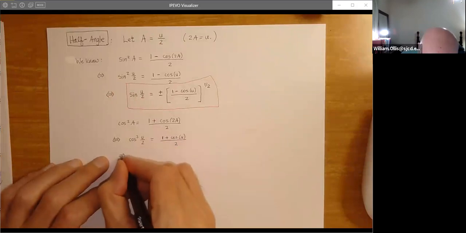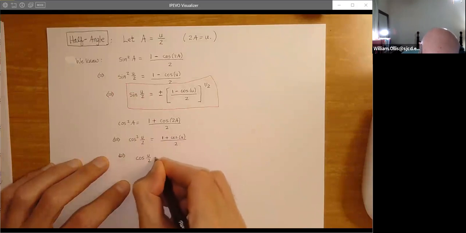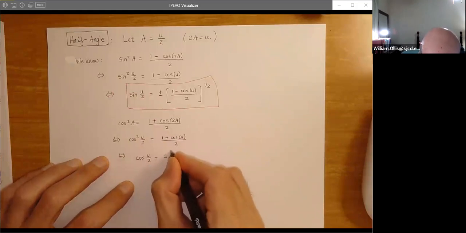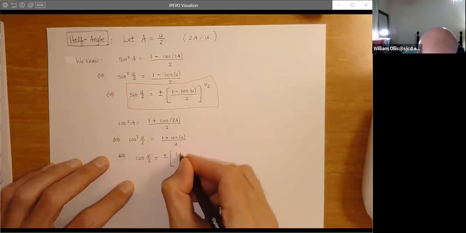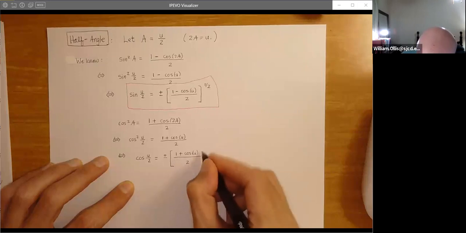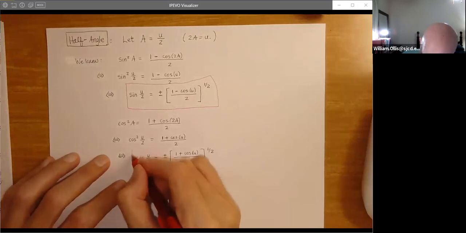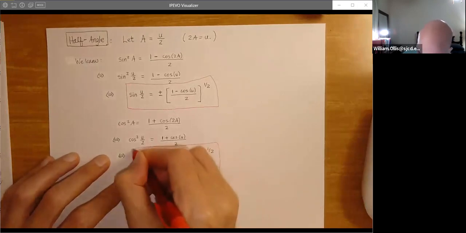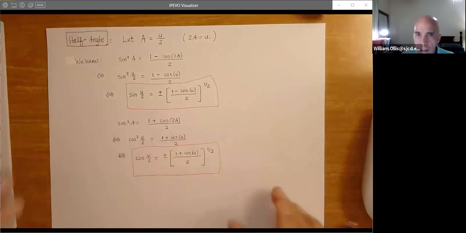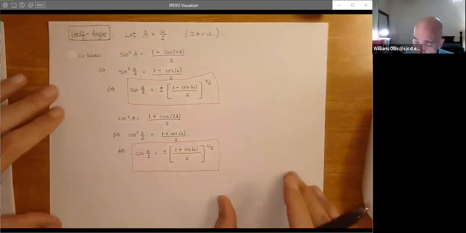So if and only if cosine of the half angle will be plus or minus the square root of (1 plus cosine of u) divided by 2. So again, you look at this and say, well, this isn't the best. This plus and minus, that's the best we can do. Sometimes we like the quadratic formula. It's got plus or minus in it. So we're kind of stuck with these.